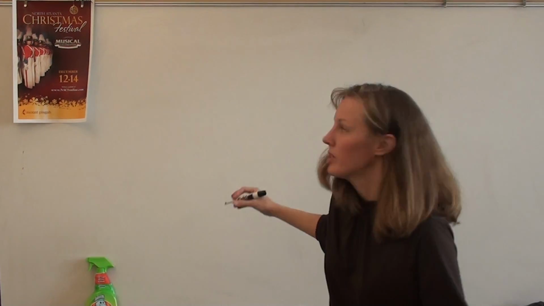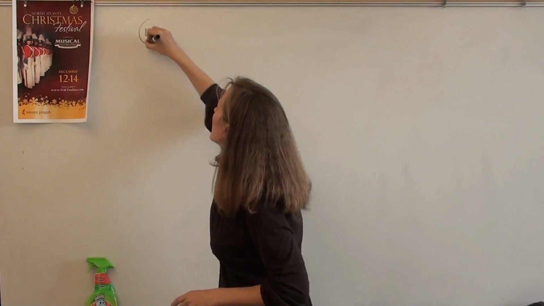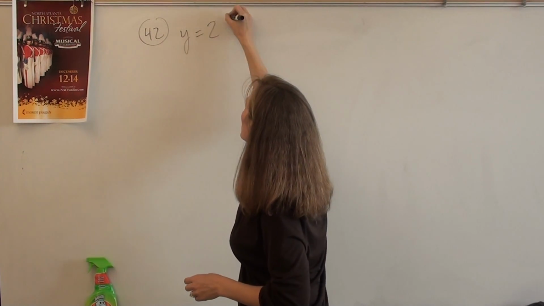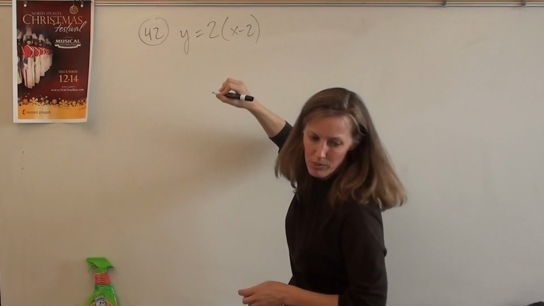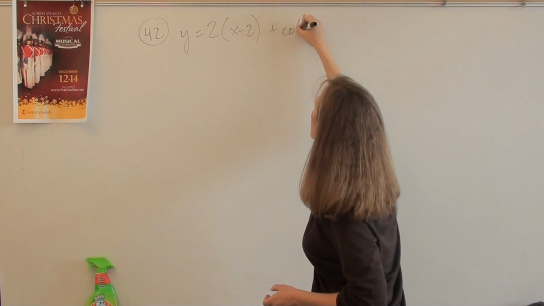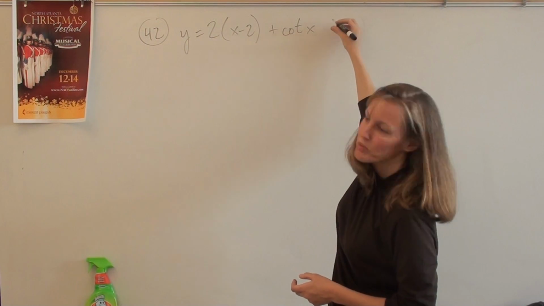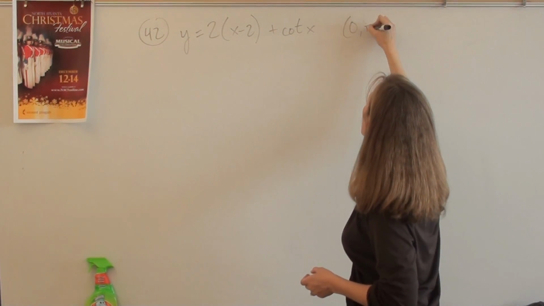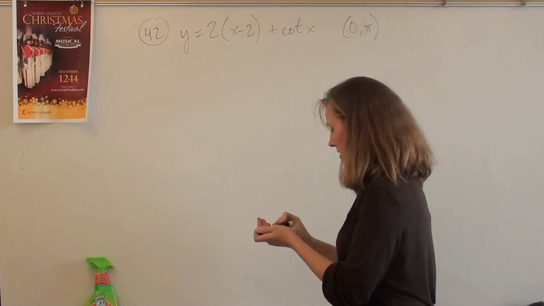Here we go. So, 42, y equals 2 times x minus 2 plus cotangent x on the interval from 0 to pi. This marker's dying. Okay.